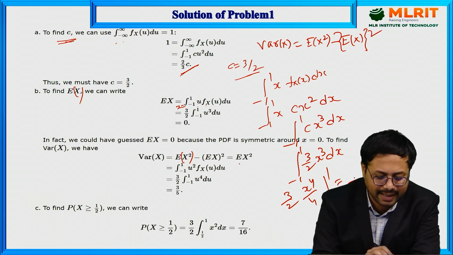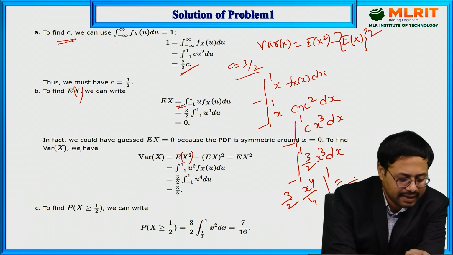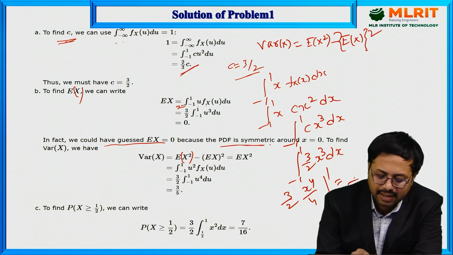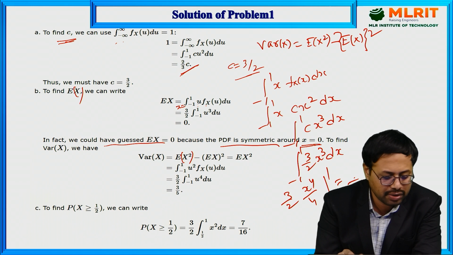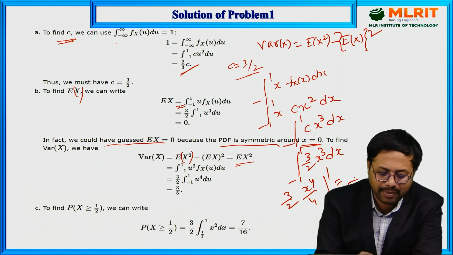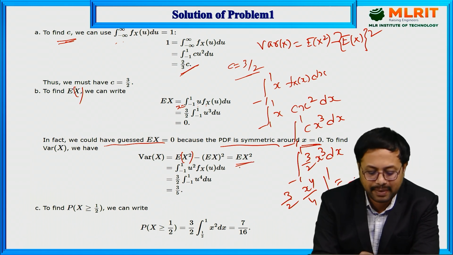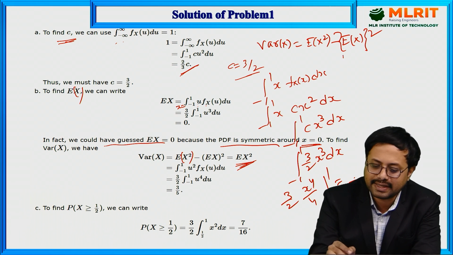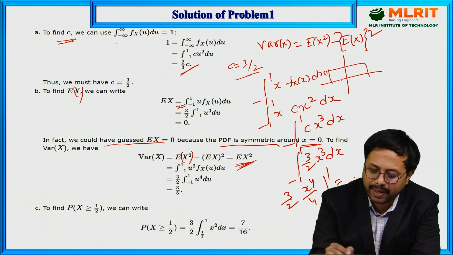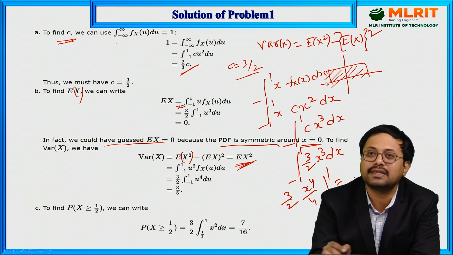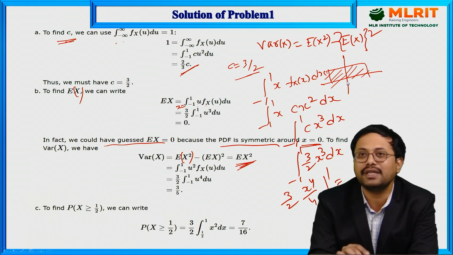We are going to calculate it. Here, when they have given that it is symmetric about x equal to 0, we can find the variance directly by taking only the mean square value. When it is symmetric, what happens? Whatever the right-hand side part is equal to the left side part, both will cancel out each other, then the resultant expectation will become 0.